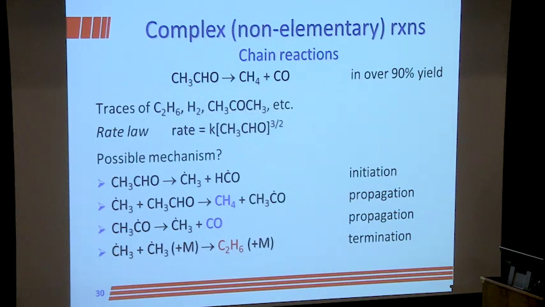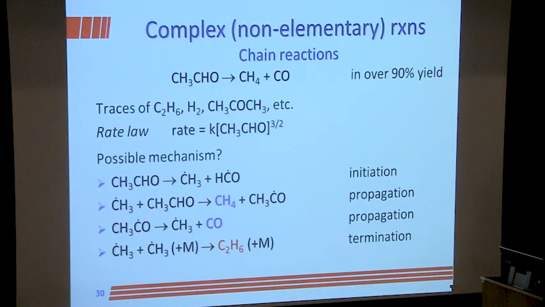So actually, this process does produce methane and CO in high concentrations, but we also see traces of ethane, hydrogen, and acetone. If a methyl recombined with CH3CO, you'd get acetone. Acetone is CH3COCH3. And we see other products too. HCO can decompose to give us CO plus H.